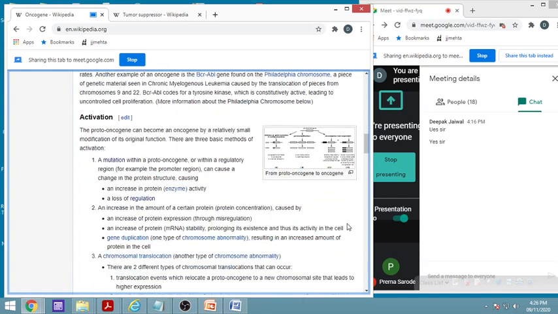So what are the steps into that? It becomes an oncogene by a small modification in the original function, and there are three basic steps of activation. One is mutation within the proto-oncogene that will affect a regulatory region. Then it can lead to an increase in the protein activity. It can cause loss of regulation.